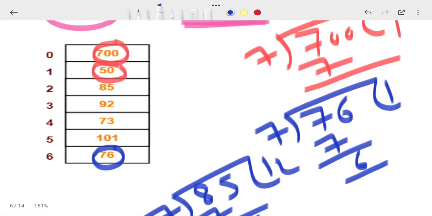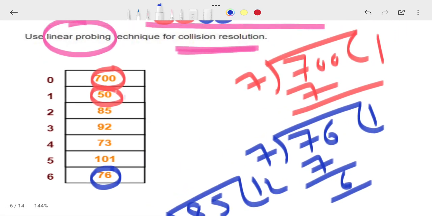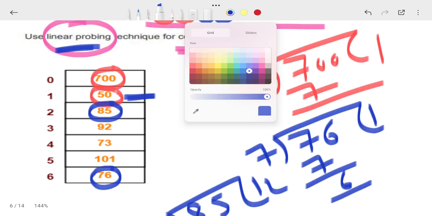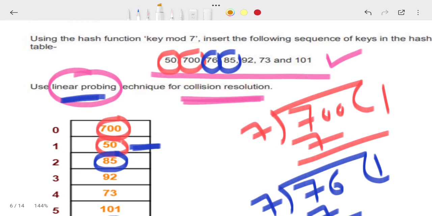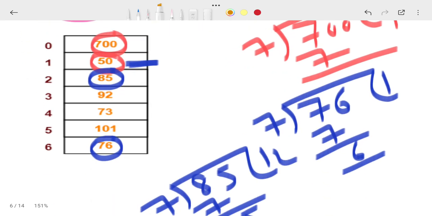So remainder 1 means at 1 there is already data, not possible. This is linear probing. Next, this 85 will come next. Why? Because there is a space. I go round if I filled, and there is a space if I did not go round. Okay, now what is the next? The next is 92.